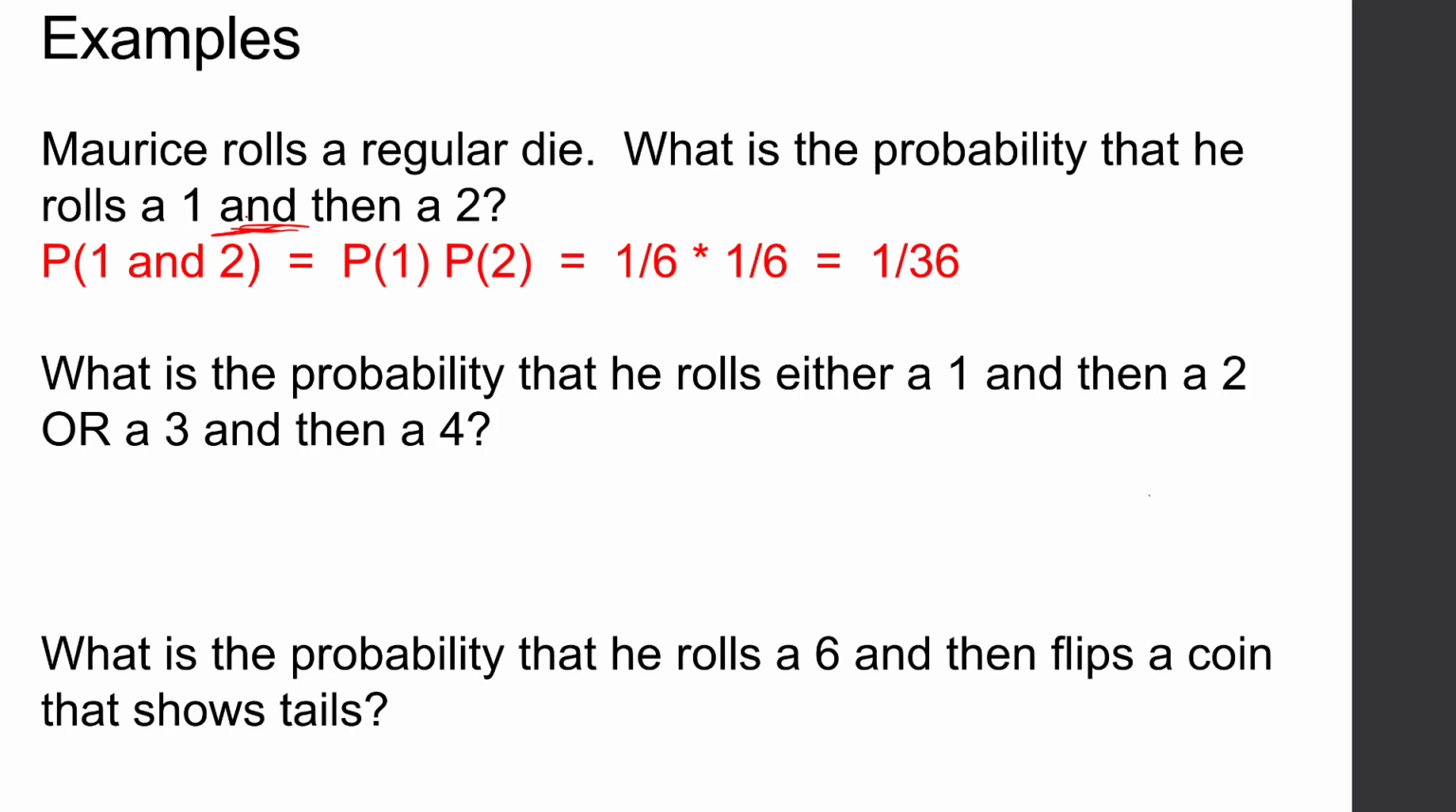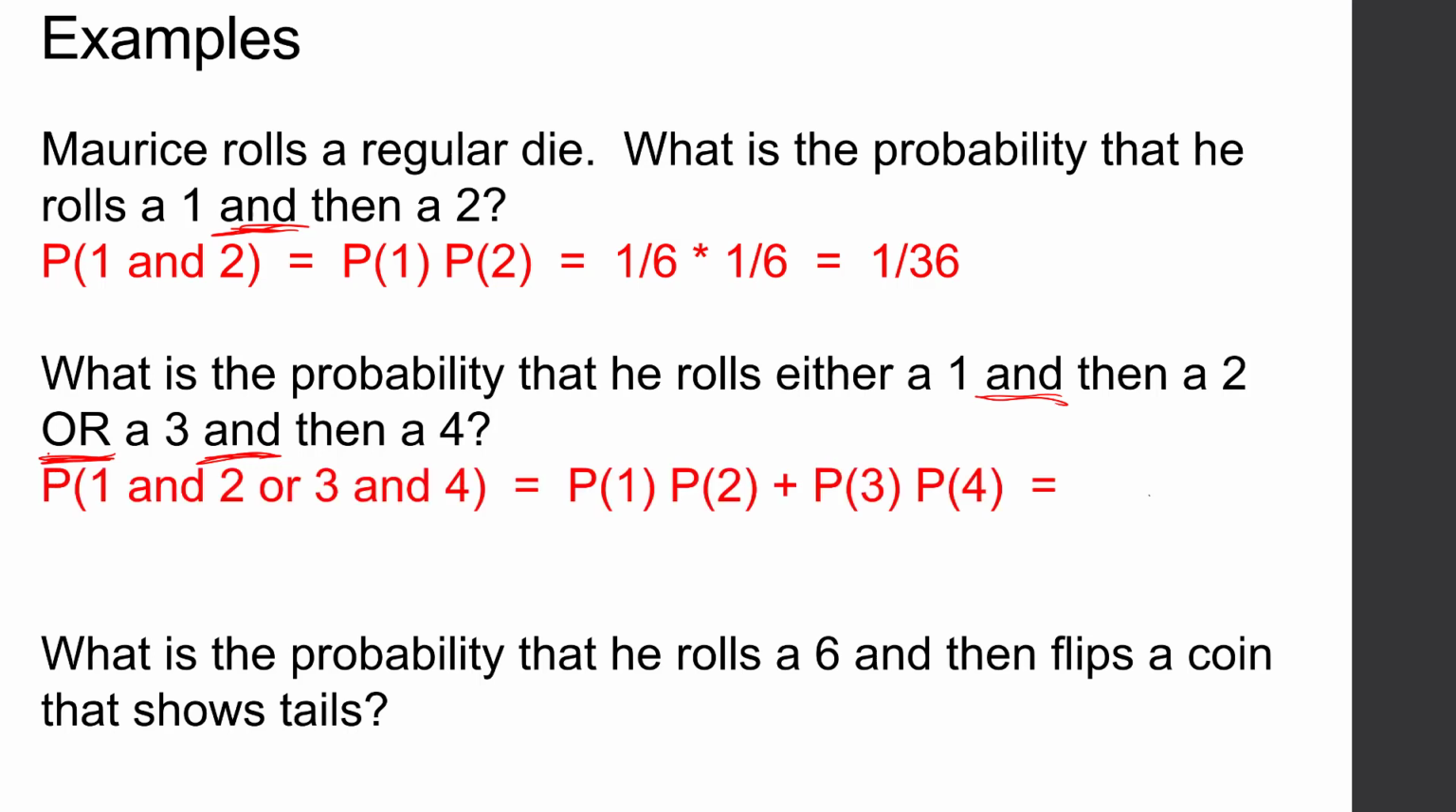What's the probability he rolls either a 1 and then a 2 or a 3 and then a 4? So notice that we're going to compute an intersection and another intersection, and then we're going to add those two intersections together using our union rule.